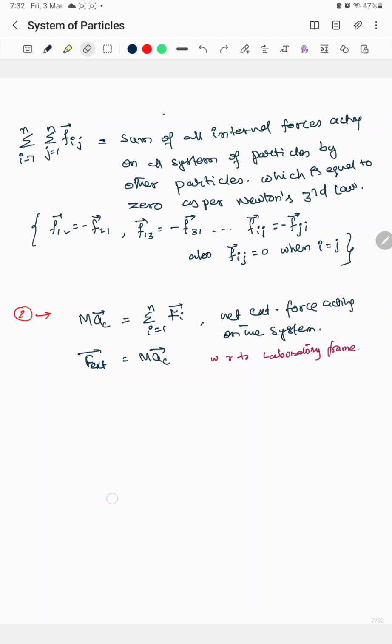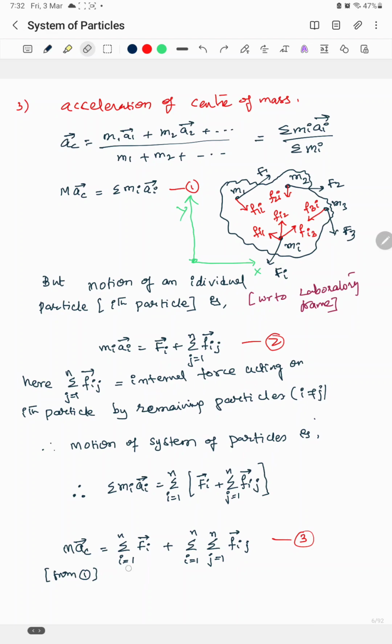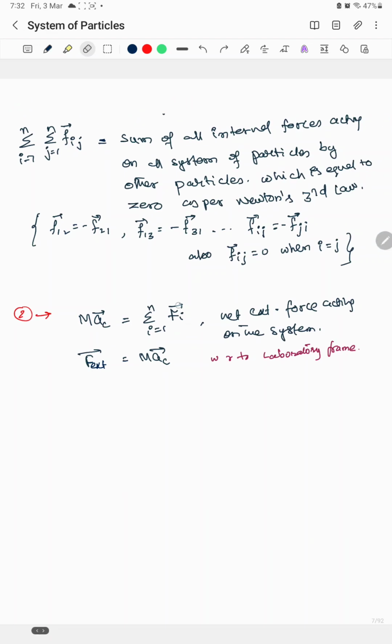Next, from this we can write M AC is equal to summation i equal to 1 to n Fi bar, the net external force acting on the system, which is equal to the mass of the system times the acceleration of the center of mass. This is with respect to the laboratory frame of reference.